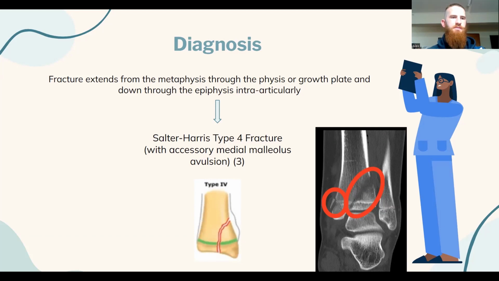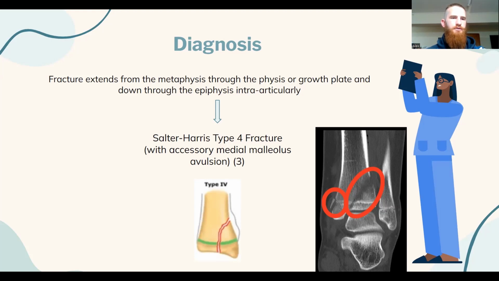This classification depends on the positioning around or involvement of the growth plate. As this fracture comes down through the metaphysis, crosses the physis or growth plate, and through the epiphysis as well, it is classified as a Salter-Harris 4 fracture of the distal tibia.